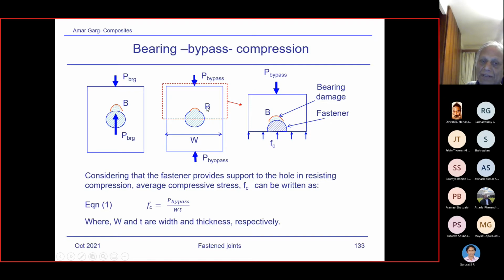And that is why, if you see the free body diagram, just taking a section of this one, P bypass, we are considering that the fastener is just providing a total support. And the average stress is FC at this section. So it's behaving like a continuous section, and we are ignoring the effect of the hole. The fastener tries to take up the load and transfer it to this section. So we consider this continuous section, and that is why I have written here FC equal to P bypass upon W T, the total section.